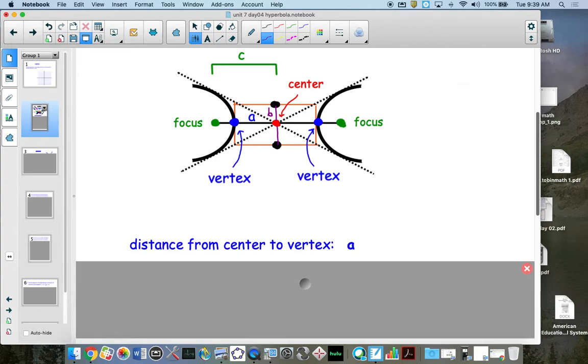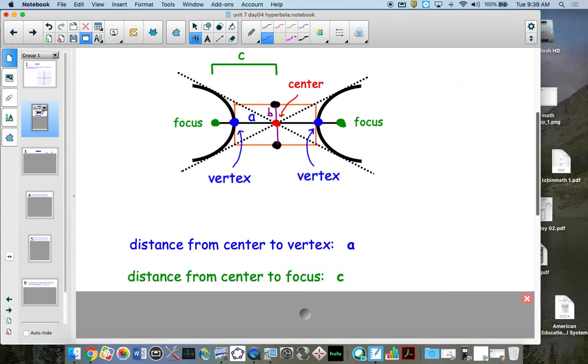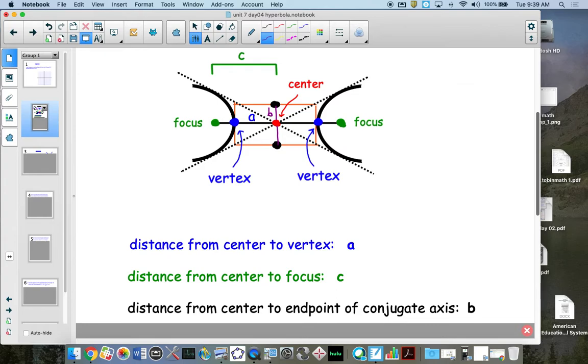As I mentioned, the distance from the center to a vertex is A. The distance from the center to the focus is C. And the distance from the center to the endpoint of the conjugate axis is B. And that's what I drew in purple in the picture.